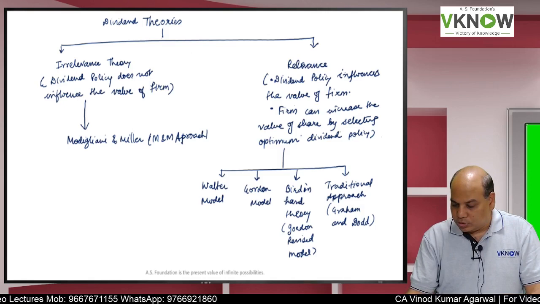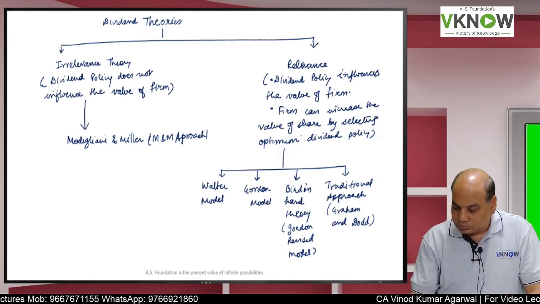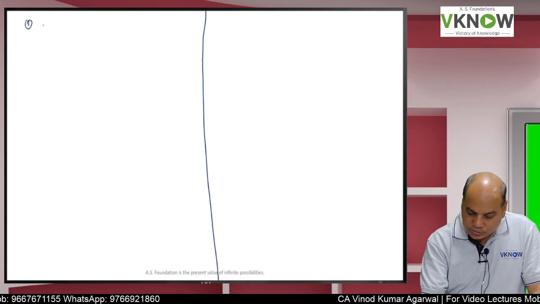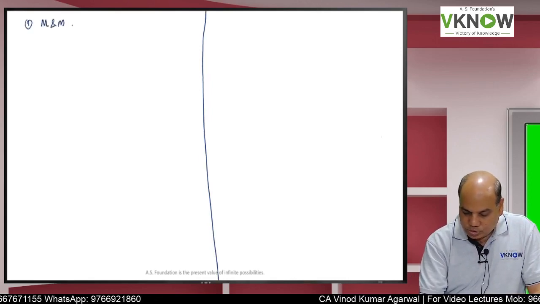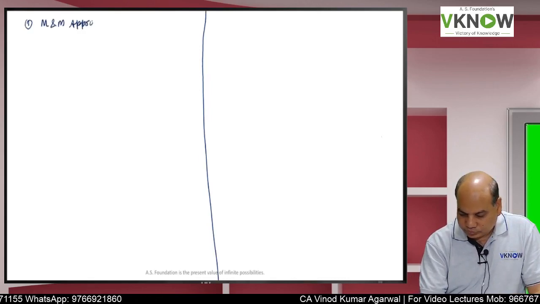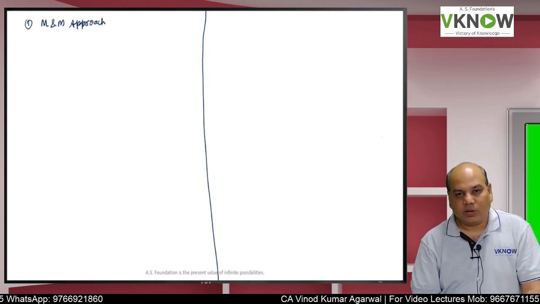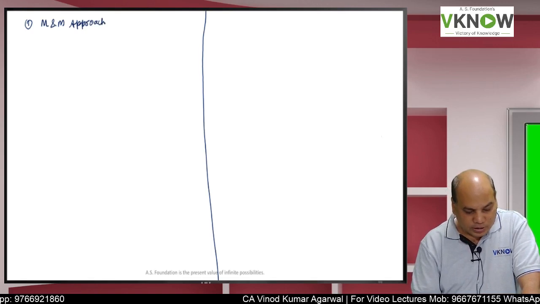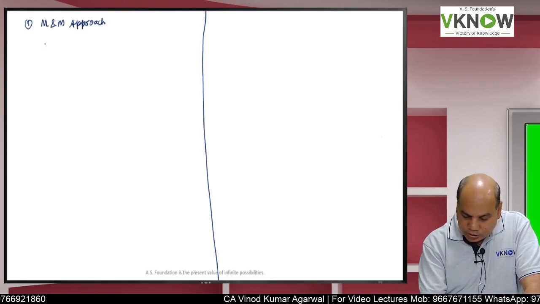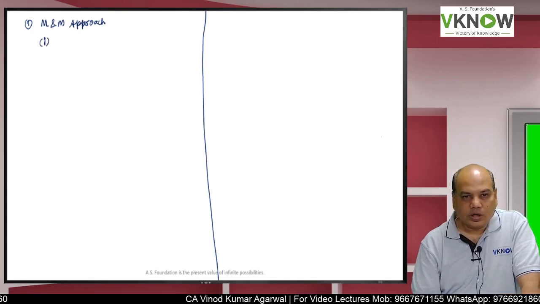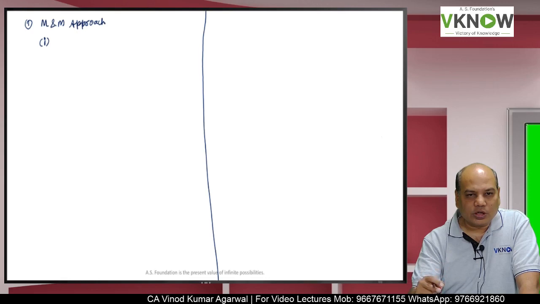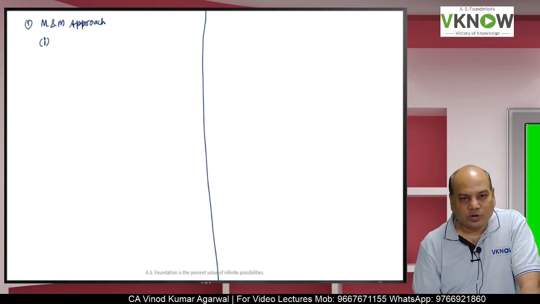So can we go to the theories now? Yes. The first theory was M&M approach. M&M approach belongs to dividend irrelevance theory. Dividend does not matter. So they have given you three formulae, and with the help of these three formulas they come to the conclusion that dividend policy does not matter.